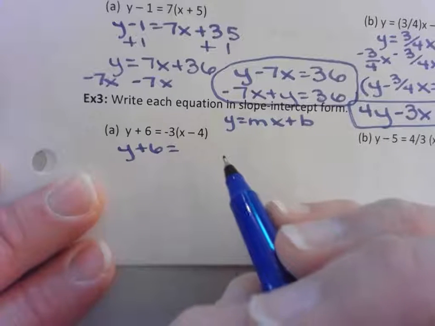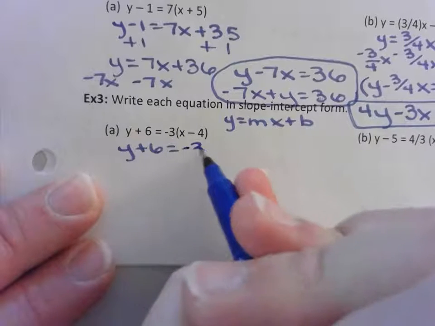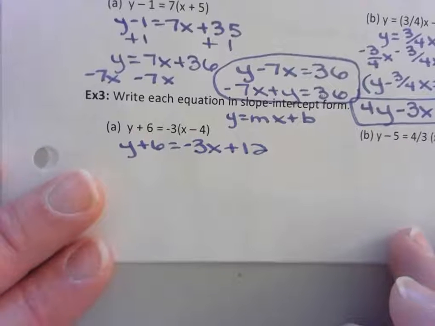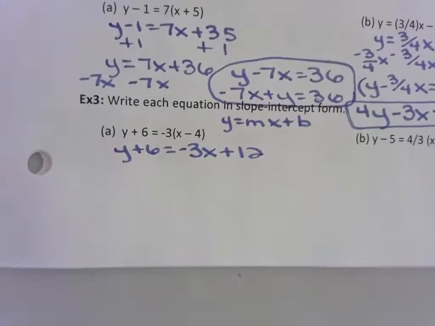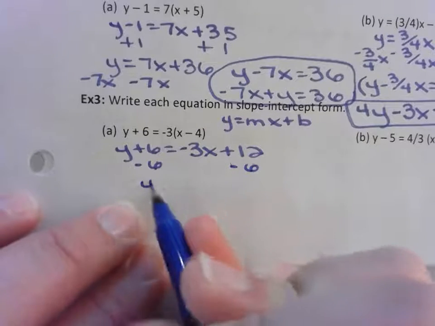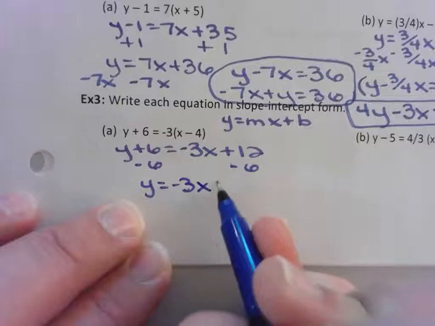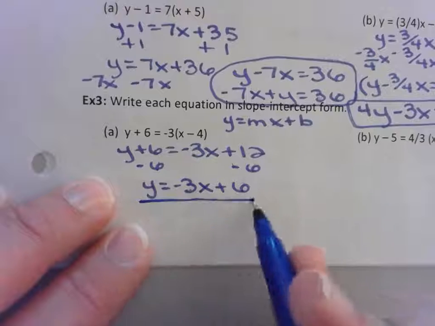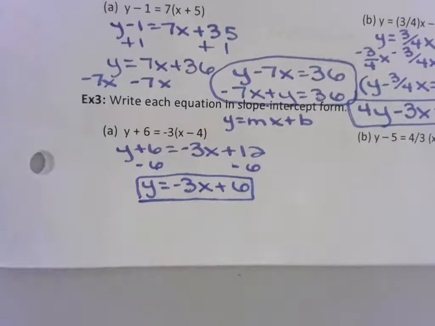So if I distribute the negative 3, what would that look like? Negative 3x plus negative 3 times negative 4 is plus 12. So negative 3x plus 12. Is this in slope-intercept form yet? No, y is not by itself. What do I do to get y by itself? Subtract 6. Minus 6, y equals negative 3x plus 6. Is this in slope-intercept form? Yes, it looks like y equals a number times x plus another number. This is like we did on the warm-up, except we have parentheses.